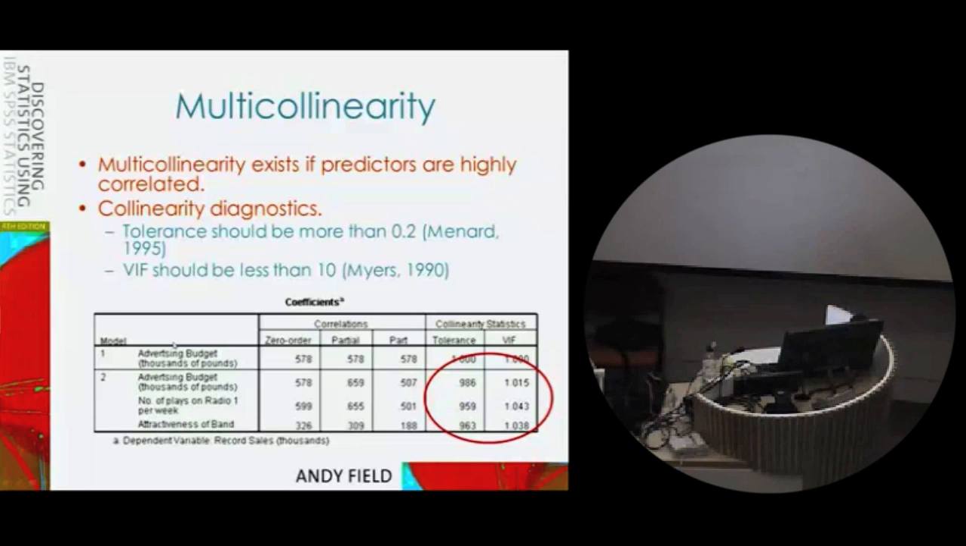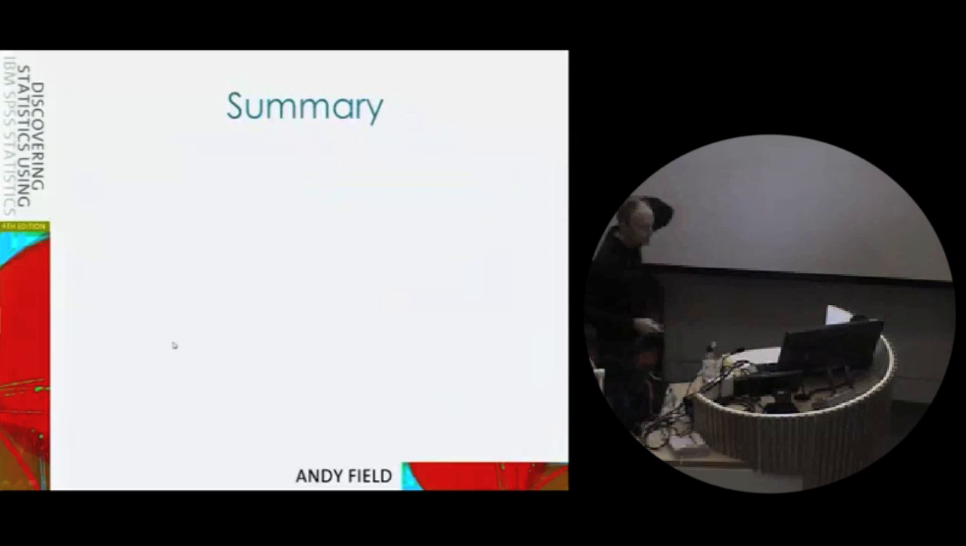There are some interestingly contradictory recommendations about tolerance. Menard said that tolerance should be more than 0.2. In this case, all our tolerances are bigger than 0.2, so that shows no multicollinearity. That's good. I find this easier to remember because it's a nice round number: the VIF should be less than 10. So you'd just be looking down this column. If there are any values here greater than 10, then that potentially shows multicollinearity, and that's a problem. These are all smaller than 10, so based on this criterion, no problem at all.